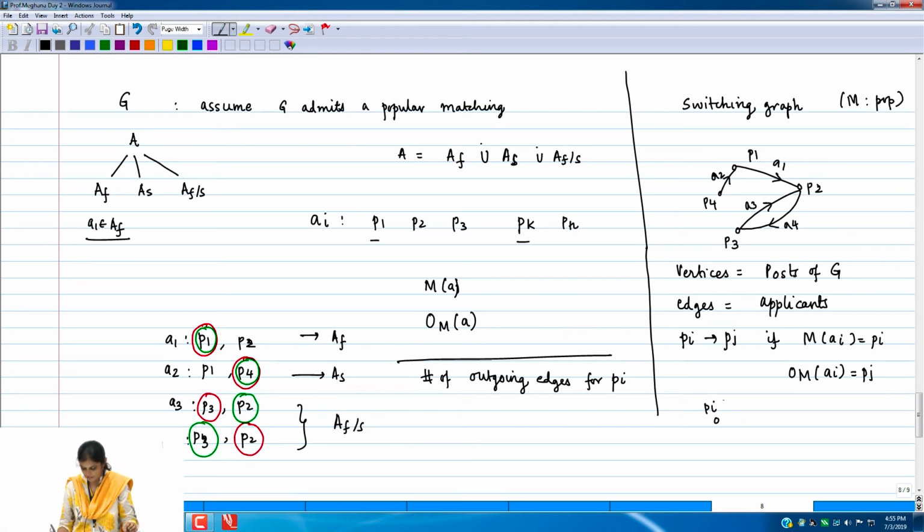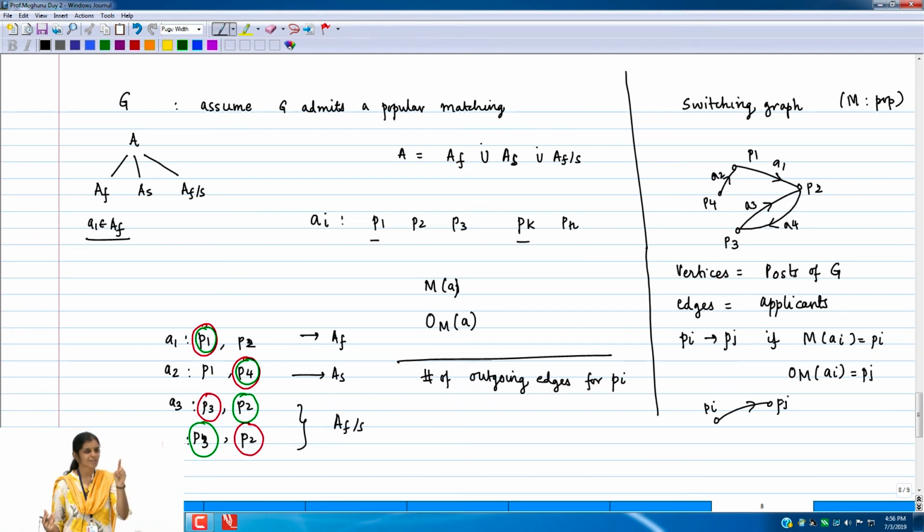I will call that post Pi. If Pi is matched to Ai in that matching M, and the matched partner Ai of that post thinks that Pj is its other post, OM of that Ai, right? So now how many matched partners can Pi have by the definition of a matching? Just one, right? So I'll be able to draw only one outgoing edge from a post.